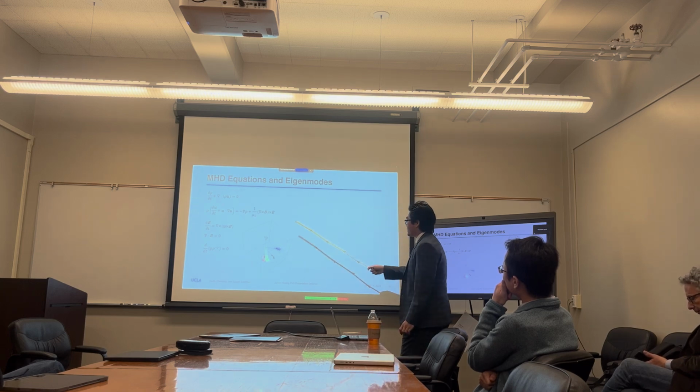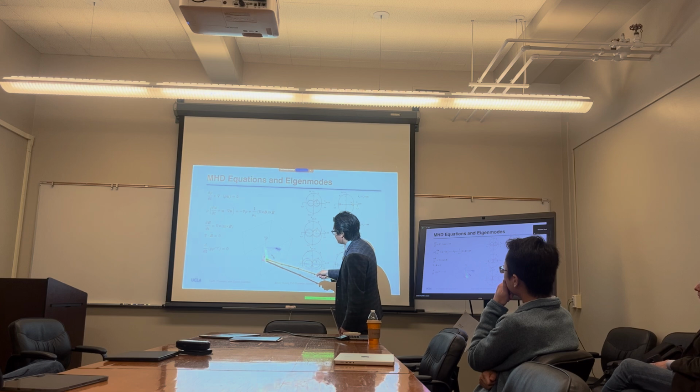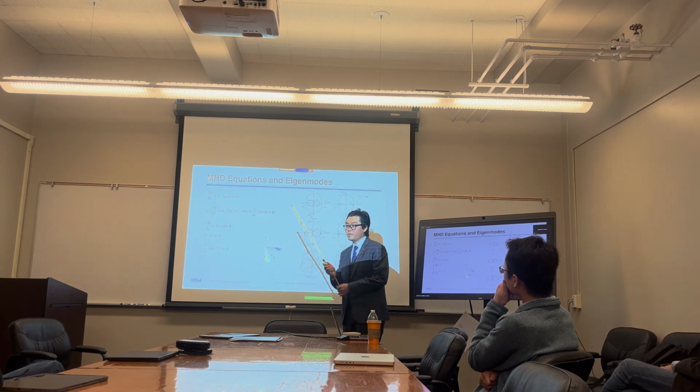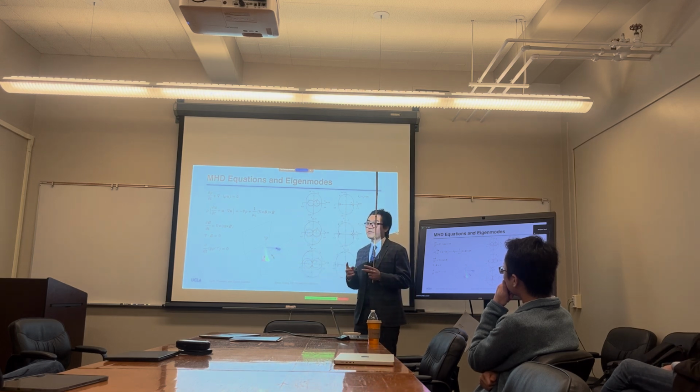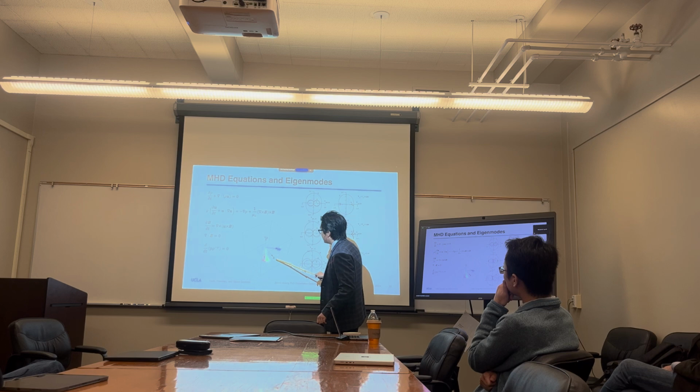If you solve this equation and linearize it, assuming that the perturbation is very small, you have a velocity perturbation with 3 modes: Alfvén mode, fast mode, and slow mode. These velocity perturbations form an orthogonal triad. The slow mode and fast mode are on the plane defined by the wave vector and the background magnetic field, and the Alfvén perturbation is perpendicular to that.